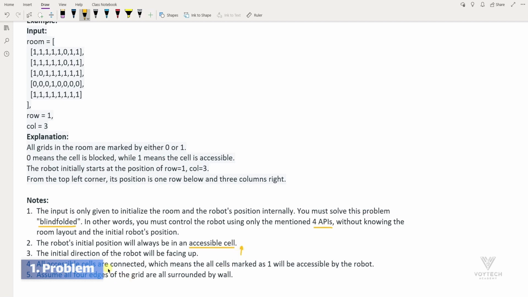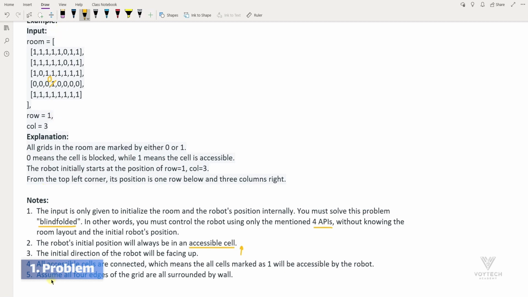And all accessible cells are connected. As you can see here, the ones, which are the accessible or empty cells, are all connected. So for example, if here instead of 1 we had 0, we would have a series of empty cells here and blocked cells here, and these two sections of empty cells would be separated. But according to the 4th point, we don't have such a thing in our map.